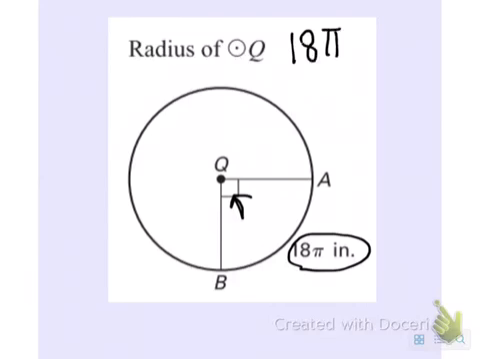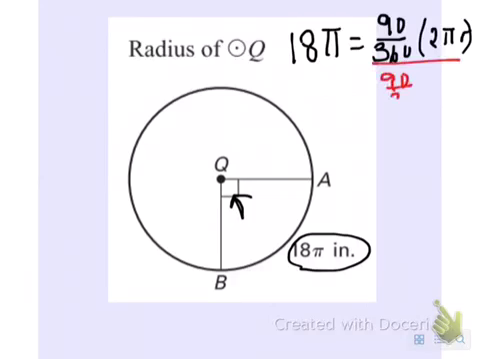I know that the way to find the arc length is I multiply by the part of the circle, and the part of the circle in this case is 90 out of 360 degrees. I multiply that by the circumference, which is 2 times pi times r. So in order to solve for r, I need to undo everything that's happening here. Everything here is multiplied by r, so to get it to cancel out, I'm going to divide both sides by 90 over 360.